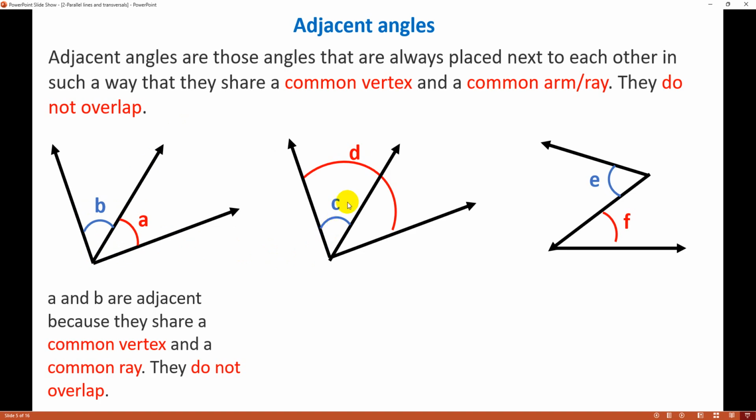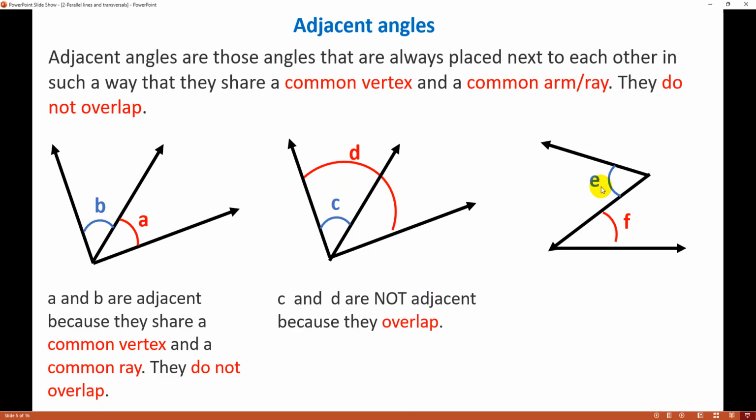How about C and D? Are they adjacent angles? No, they overlap. D overlaps with C. It means that D is occupying a space or part of the angle C. So therefore they are not adjacent.